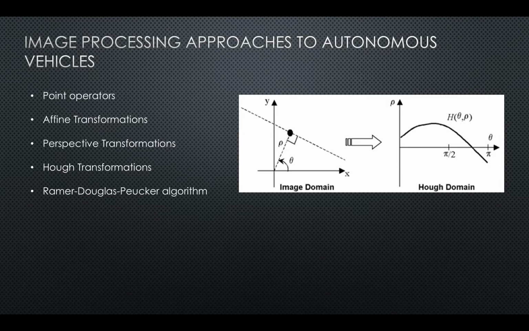Some image processing approaches to autonomous vehicles: point operators, affine transformations, perspective transformations, Hough transformations, and the Ramer-Douglas-Peucker algorithm. Point operators are used to provide image processing transformations. Point operators are capable of performing color transformations, separating the image into two different layers, histogram equalization, and tonal adjustment.